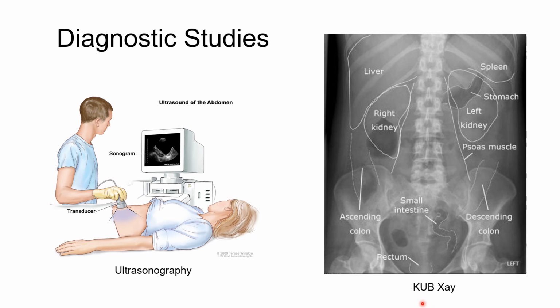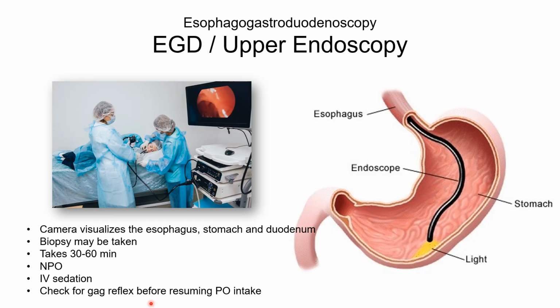Then we have our KUB X-ray. And X-rays are limited. It can't see much of the structures like an ultrasound does, but it can see bone, it can see pockets of air, it can see the outline of some structures. So this is also very non-invasive, fast, cheap, readily available. So this is often done as one of the first imaging before moving on to something more invasive or more expensive.